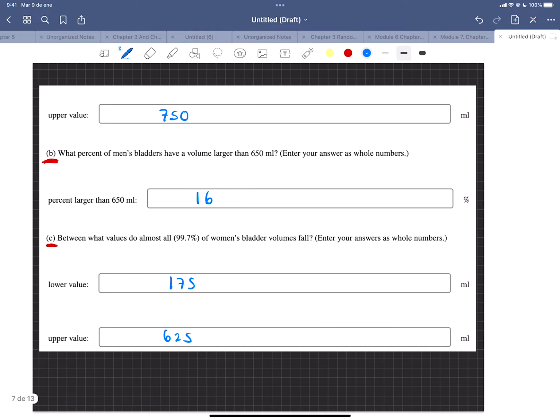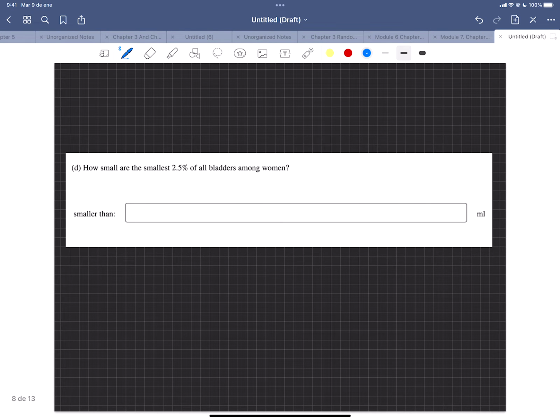All right. Now let's continue. Oh, we have another exercise in the same problem. How small are the smallest 22.5% of all the bladders among women? Well, in this case, I think we have to compute the empirical rule for 95%, but for women, because if you do a sketch of the distribution for women, it's normal.